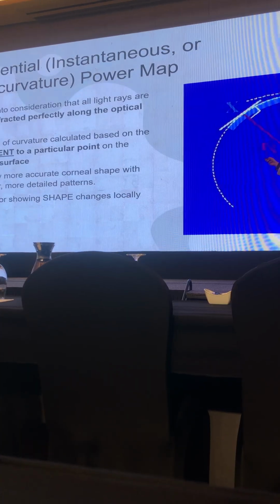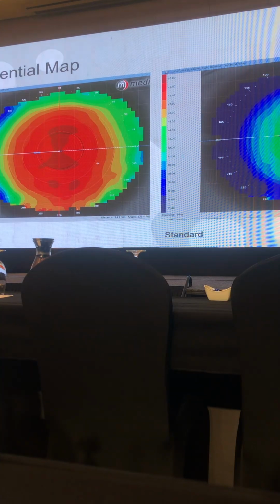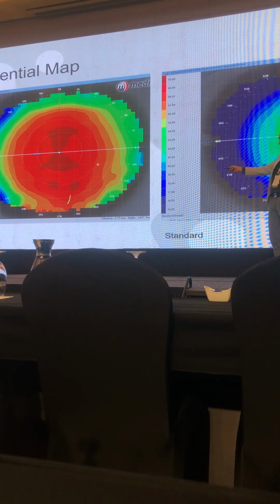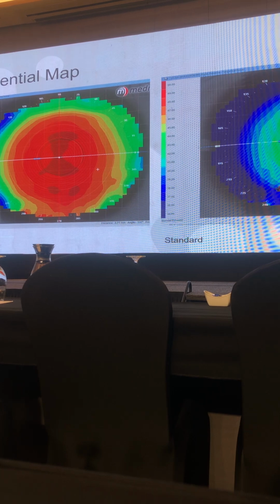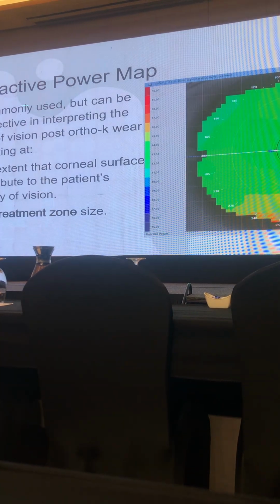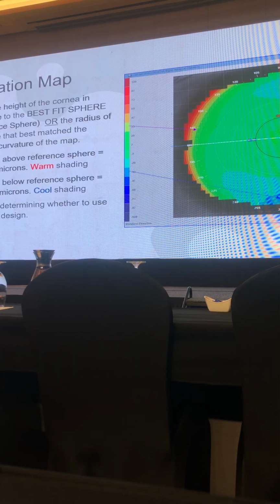You look at the tangential map. Again, we have the normalized tangential map and the standard tangential map. And reflective power, I think we skipped it because we use it sparingly.